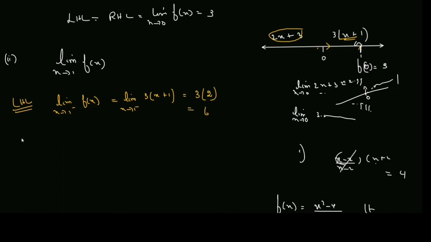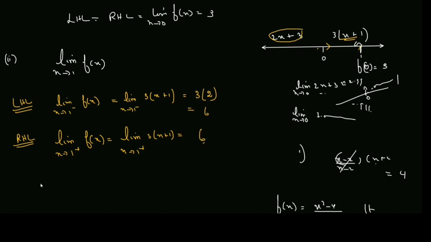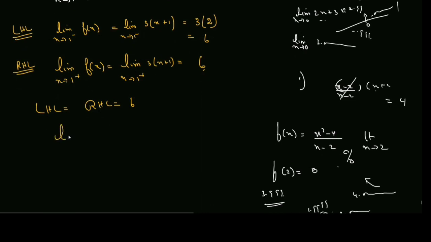So now you find the right hand limit. So the right hand limit is limit x tends to 1 plus of f of x. So that is limit x tends to 1 plus same function, right of 1, that is right of 0, it is 3x plus 1, right of 1 also same thing, 3 into x plus 1. So again 6. So the left hand limit is equal to the right hand limit is equal to 6. So the limit value is 6.